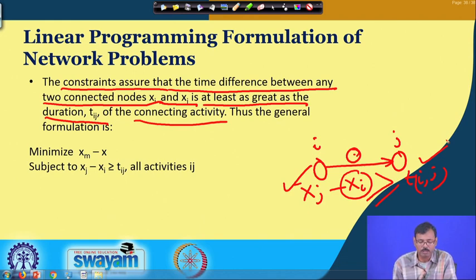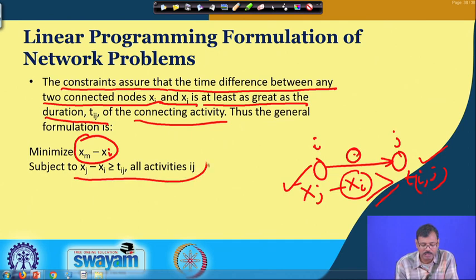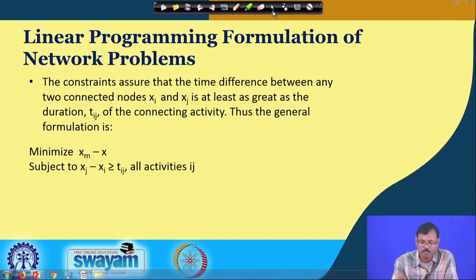So, what is our objective? Our objective is to minimize x_m minus x_1, subject to x_j minus x_i greater than or equal to T_ij. This is the constraint given.